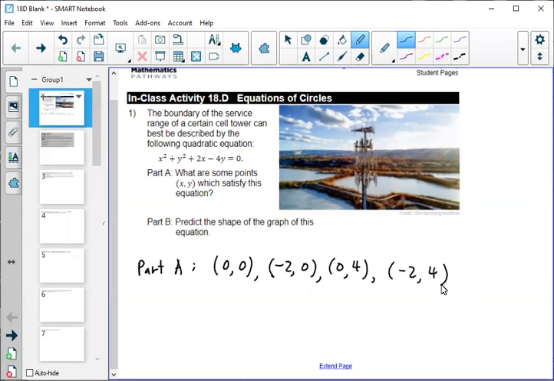Part B, predict the shape of the graph of this equation. Well, if we're going to predict this for part B, the graph of the equation is a circle.